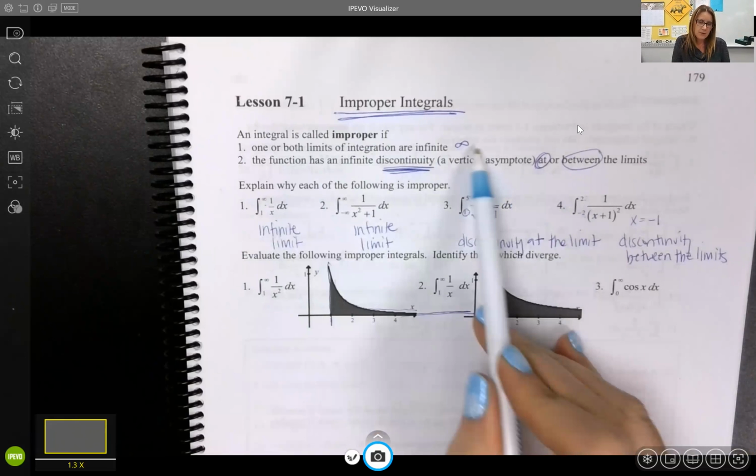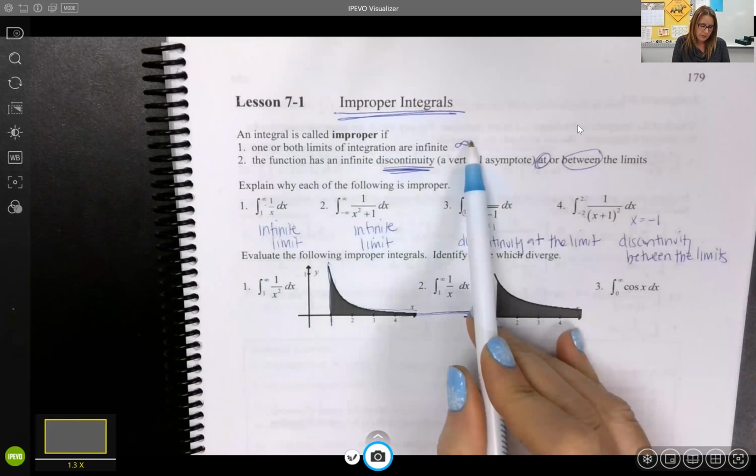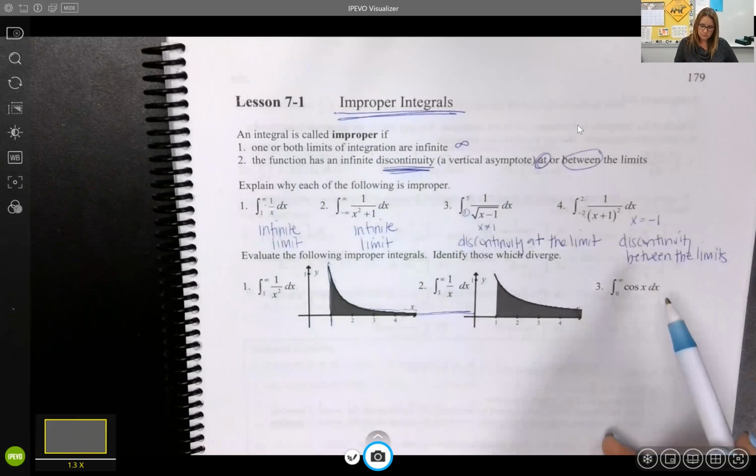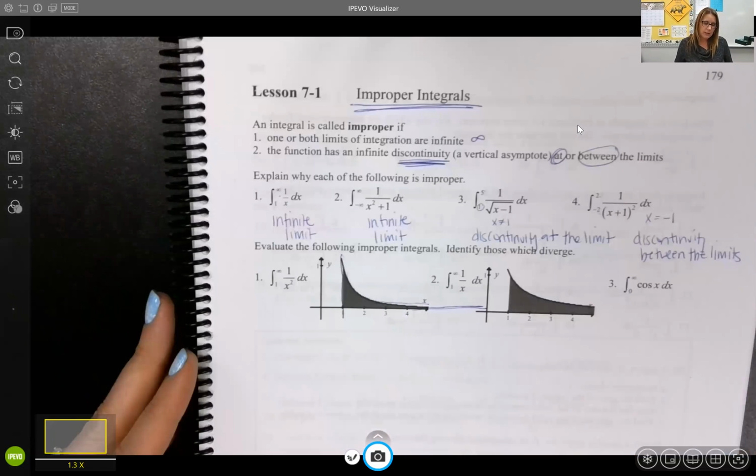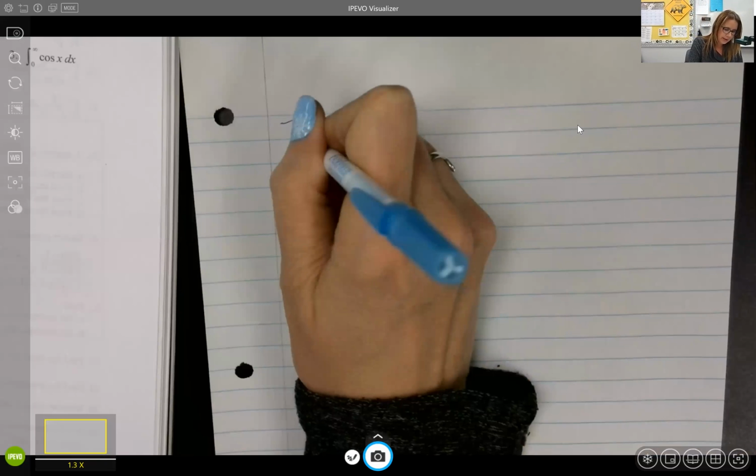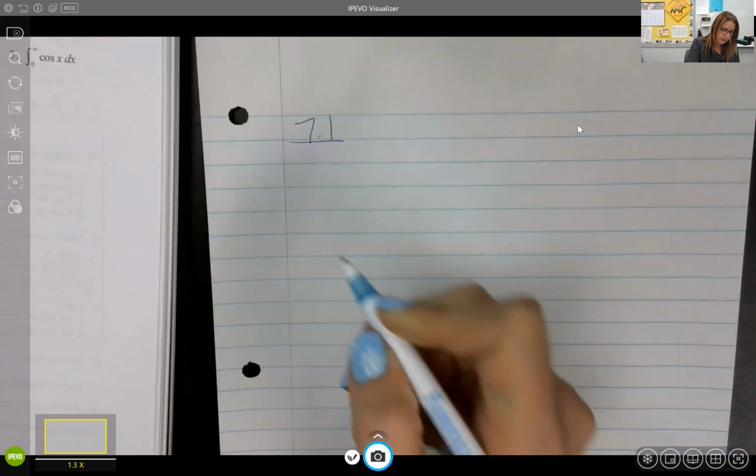So there's 3 types of things that you're looking for with improper integrals. Okay, so I'm going to do this on a separate paper so that it's not quite as squished and you can see it a little bit better.